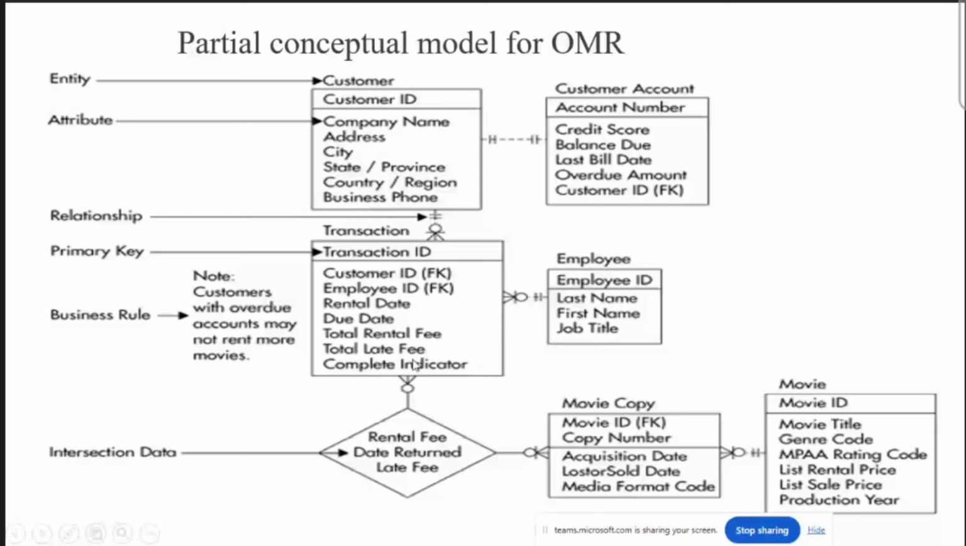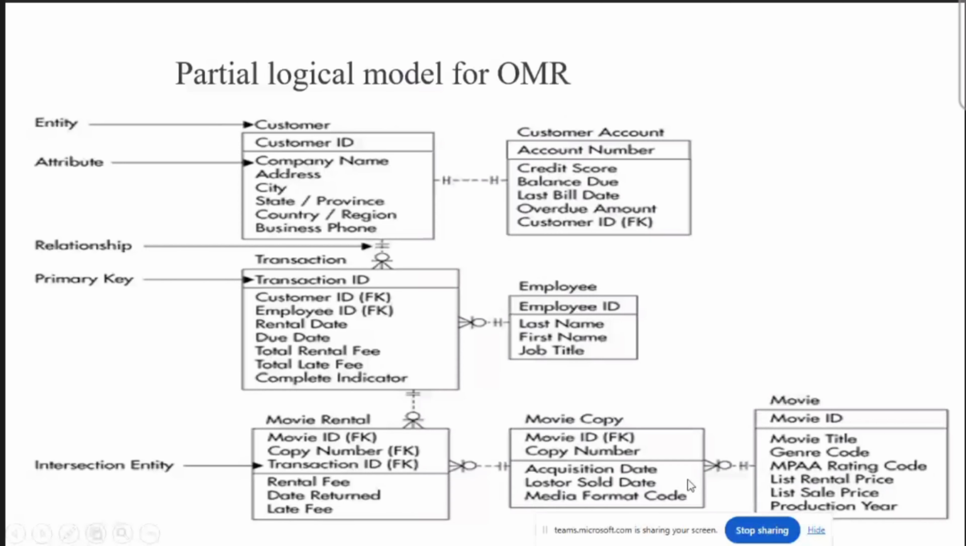So that's why movie copy comes. So you relate, you intersect another table for the relationship to be acceptable or completed. And so that's why you have an intersection entity as what? Movie renter coming in. Movie renter. So we have here these two.